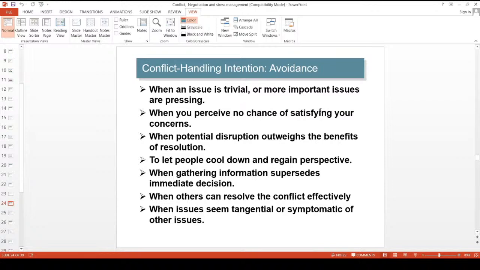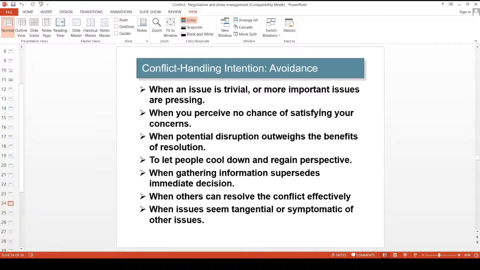Now the third approach which we have just discussed is avoidance. This approach will be more suitable when an issue is trivial or more important issues are pressing. When you perceive that there is no chance of satisfying your concerns, when you have the idea that your concerns may not be satisfied, then you try to avoid the situation. This approach is particularly important when potential disruption outweighs the benefits of resolution. When you perceive that your benefits will not be there and disturbance will be there in case of conflict handling, then you try to avoid this situation.